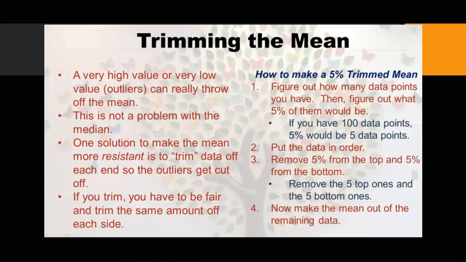And so if you want to do a 5% trimmed mean, what is 5% of 100 points? Well, 5% of 100 data points would be 5 points, right? Just 5. So you're going to take off 5 points, okay, 5%.